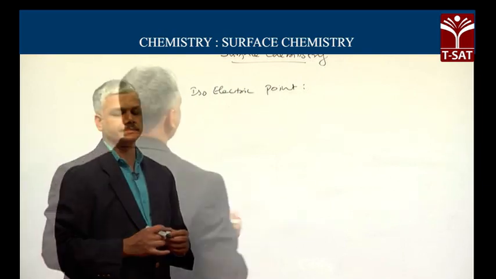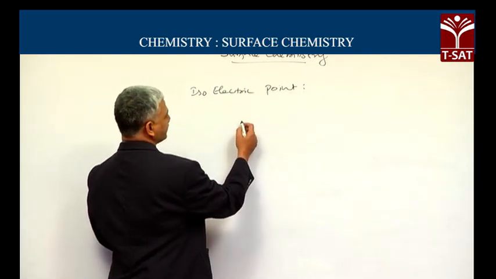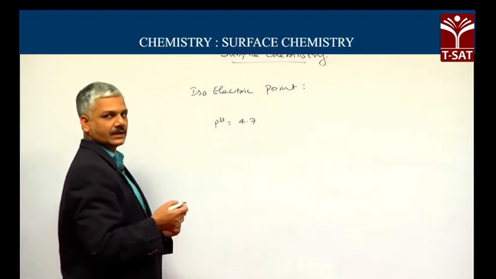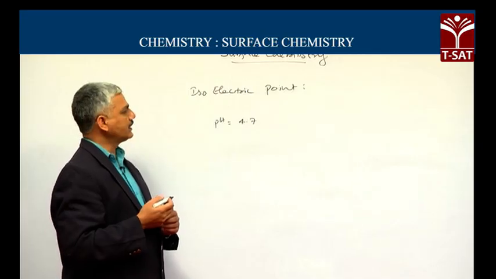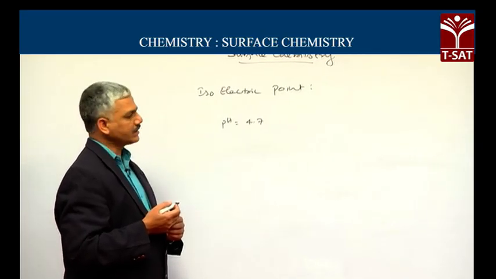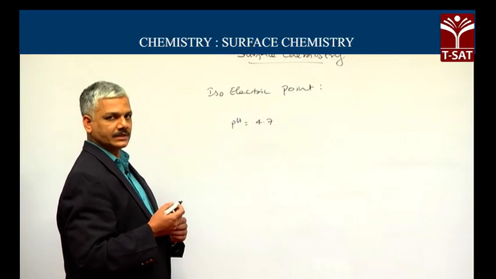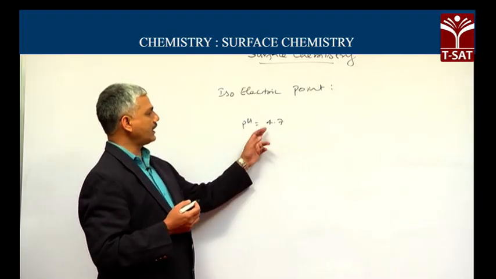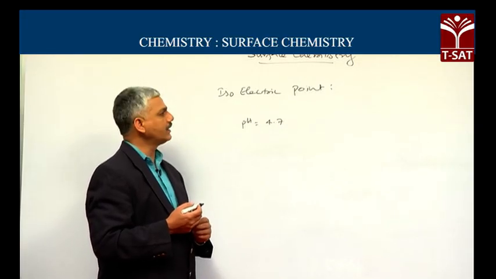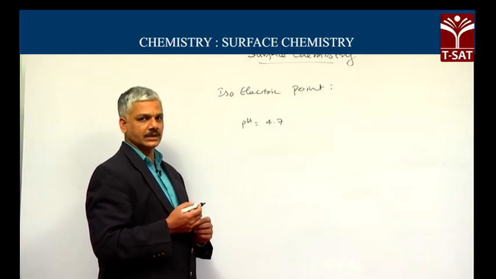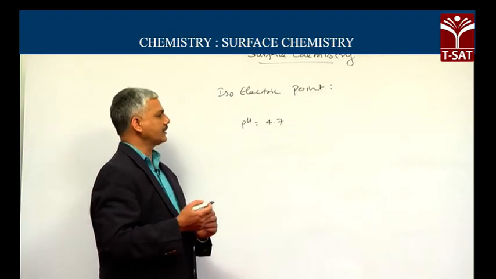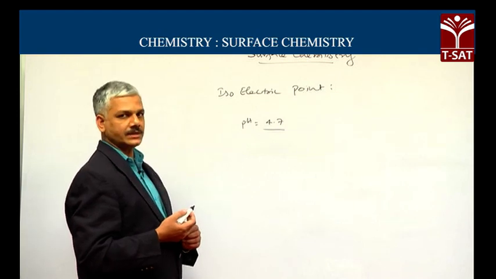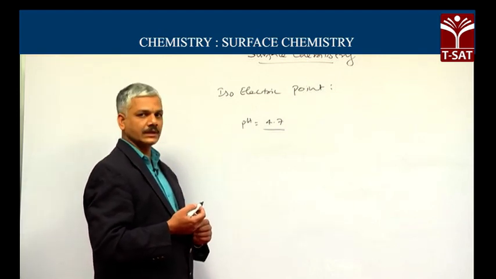For example, gelatin has an isoelectric point value of 4.7. Above 4.7, gelatin carries negative charge. Below 4.7, gelatin colloidal solution carries positive charge. And at a pH of 4.7, the gelatin colloidal solution will be chargeless. This pH value of 4.7 is called the isoelectric point of gelatin.